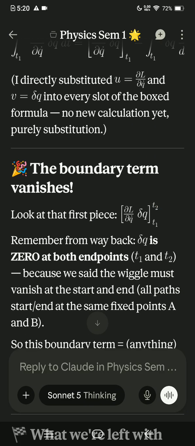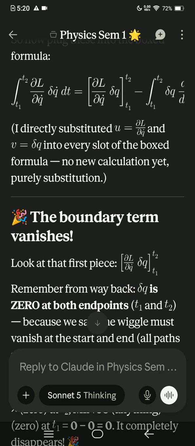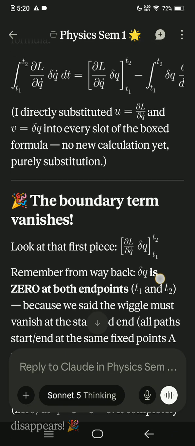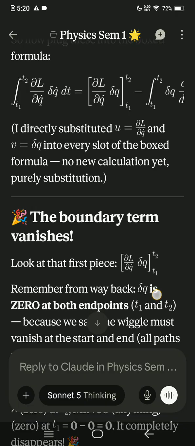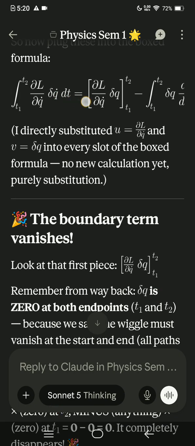लुक एट द फर्स्ट टर्म. हाँ. डी बाई डी टी कहाँ जाएगा? अच्छा. आई डोंट नो अभी भी.